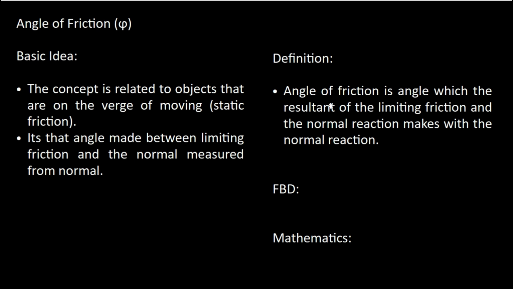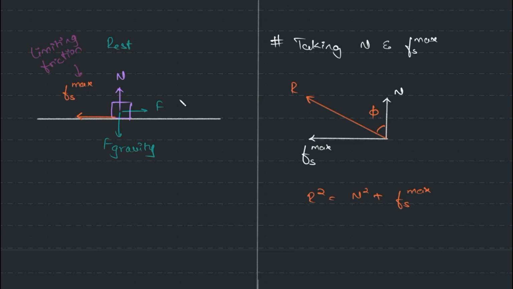So basically, angle of friction is the angle which the resultant, actually I missed it. This is wrong, technically. Please ignore this. The angle of friction is the angle which the resultant of the limiting friction and the normal reaction makes with the normal reaction. This is better. I don't know why I wrote this. This is wrong.